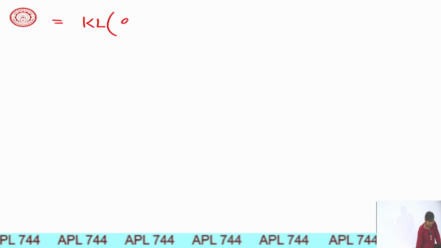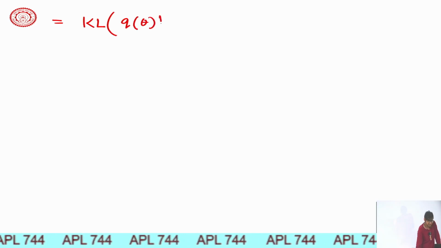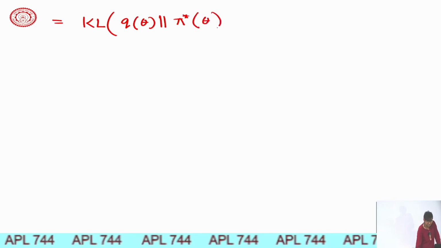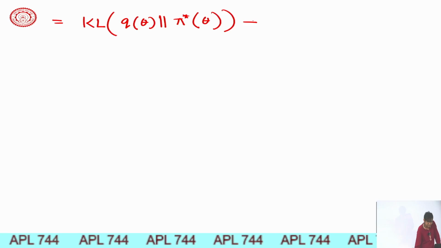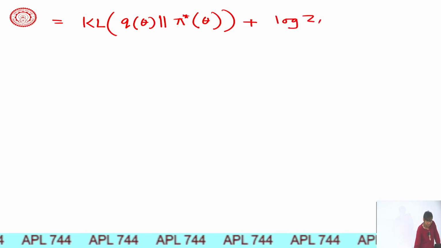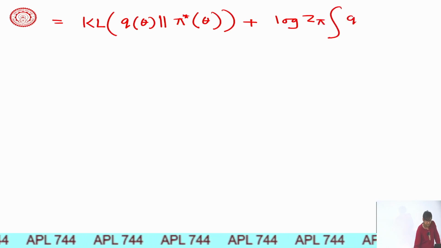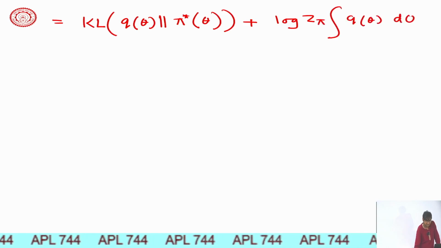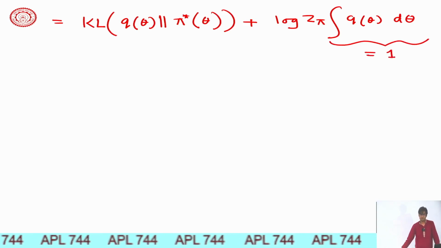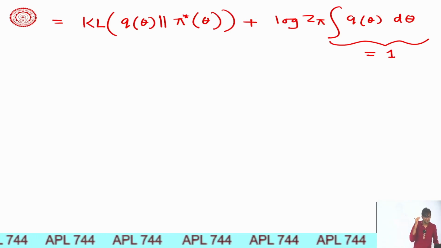Okay. So which is equal to KL between q theta and pi star theta plus log z pi integration of q theta d theta, and this is equal to 1, because that is a distribution. If you integrate over all theta, it will give you 1.